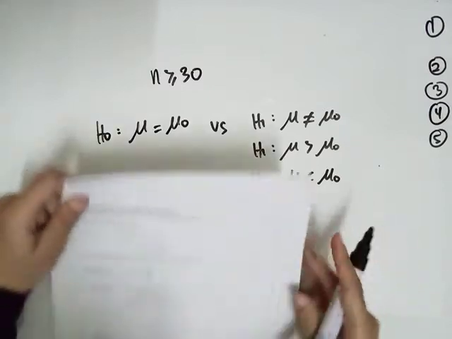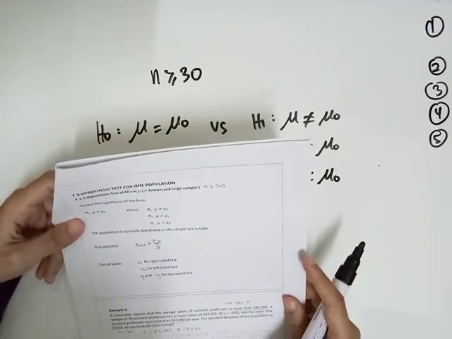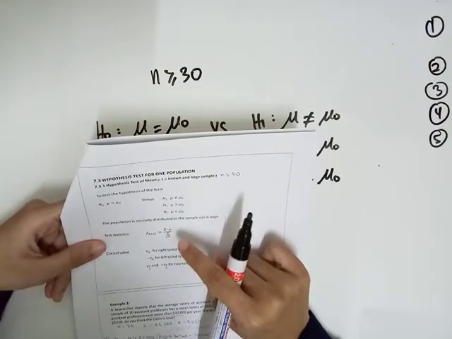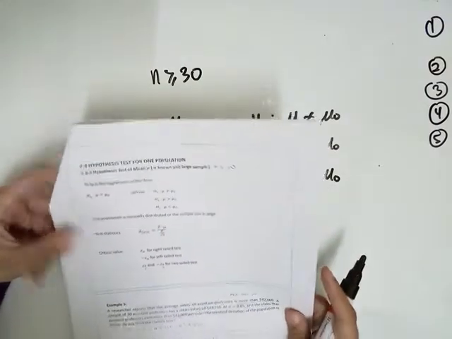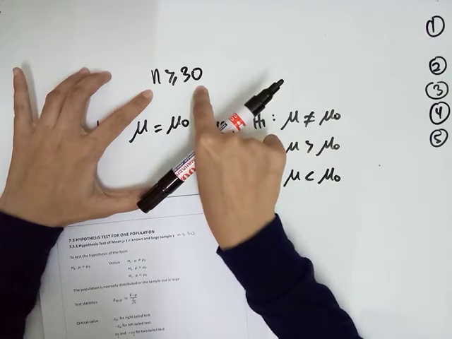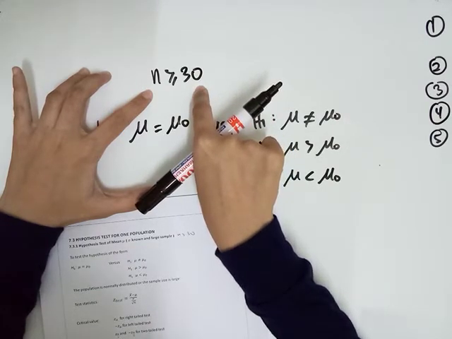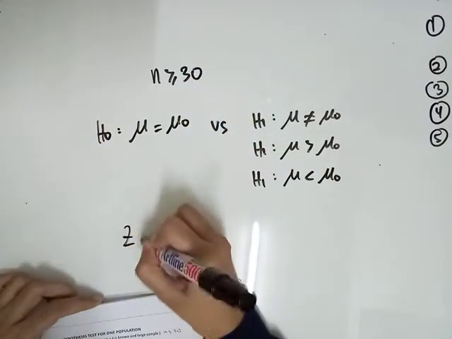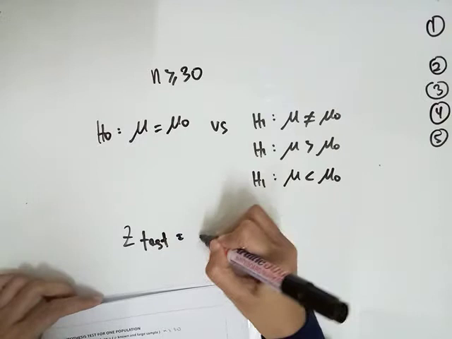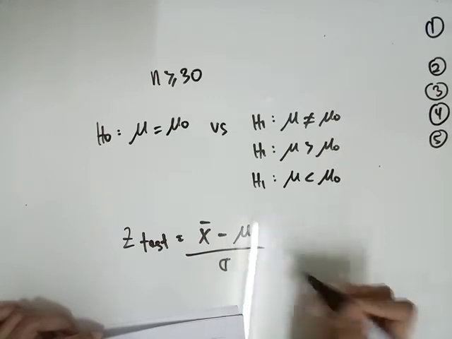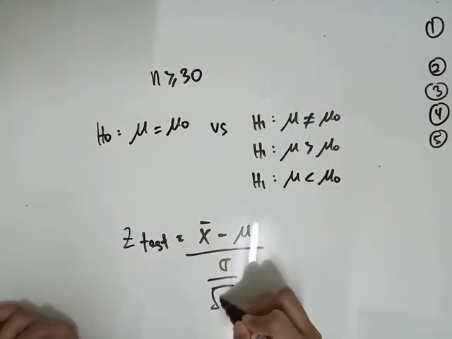Then, if the population is normally distributed or the sample size is large, we need to use the test statistic formula. When we find that the sample size is more than or equal to 30, we need to use the z-test formula. So the z-test formula is: sample mean minus population mean, divided by population standard deviation over square root of sample size.